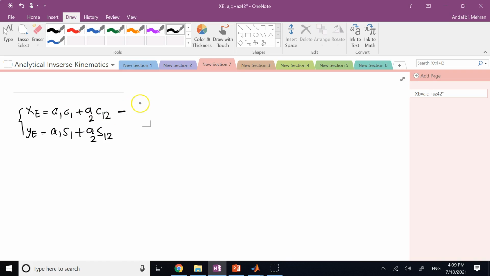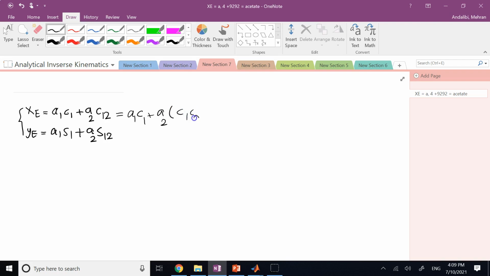But first, for that, I need to expand this C12 and S12 from trigonometry. So this is going to be A1 C1 plus A2 times cosine of 1 plus 2, which is C1 C2 minus S1 S2, if you know from trigonometry. This is A1 S1 plus A2 times, this is going to be sine 1 cosine 2 plus cosine 1 sine 2. Okay, so here are the expanded versions.